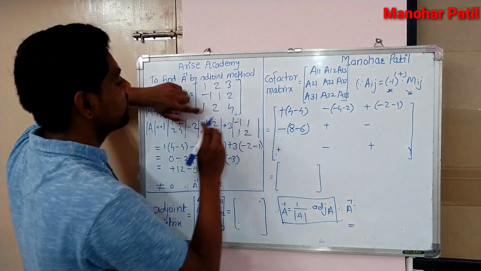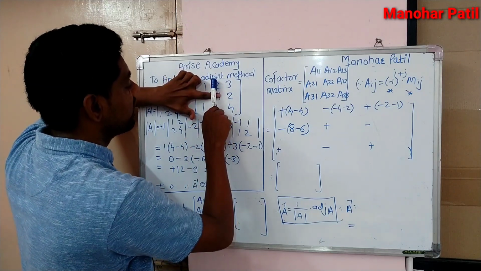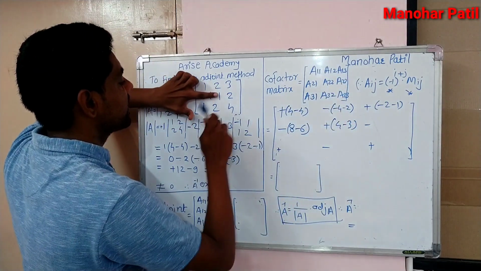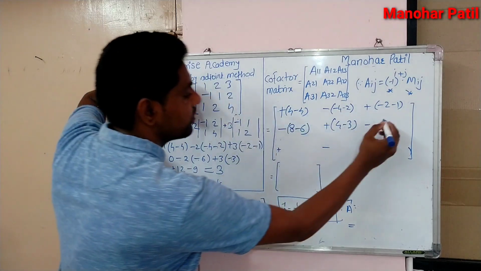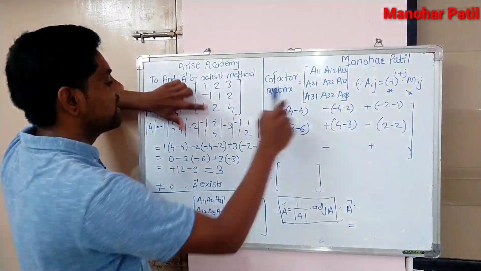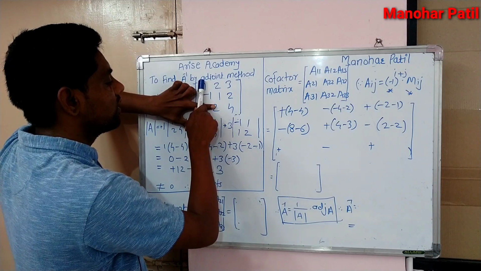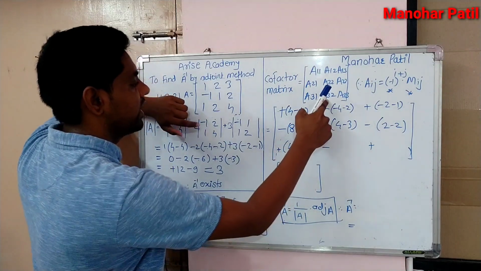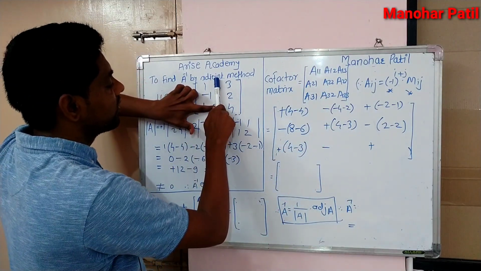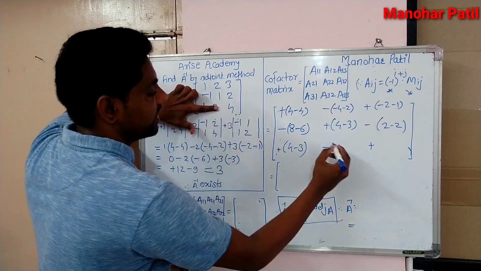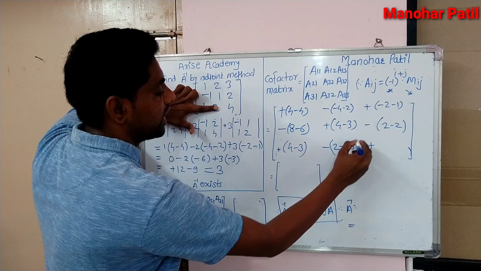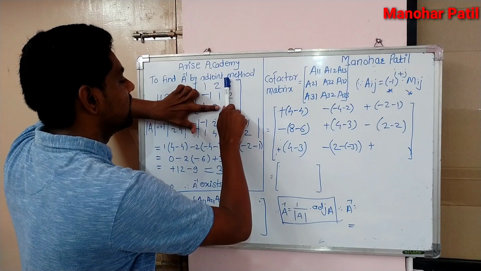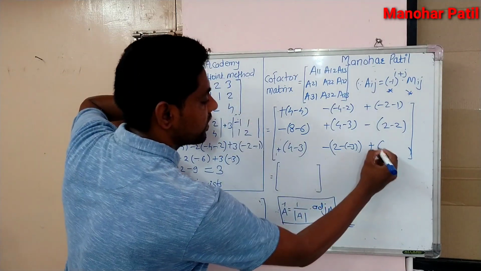For A22 present in the second row, second column, the answer is 4 minus 3. A23 present in the second row, third column, the answer is 2 minus 2. For A31 present in third row, first column, the answer is 4 minus 3. For A32 present in the third row, second column, the answer is 2 minus 3. For A33 present in the third row, third column, the answer is 1 minus 2.